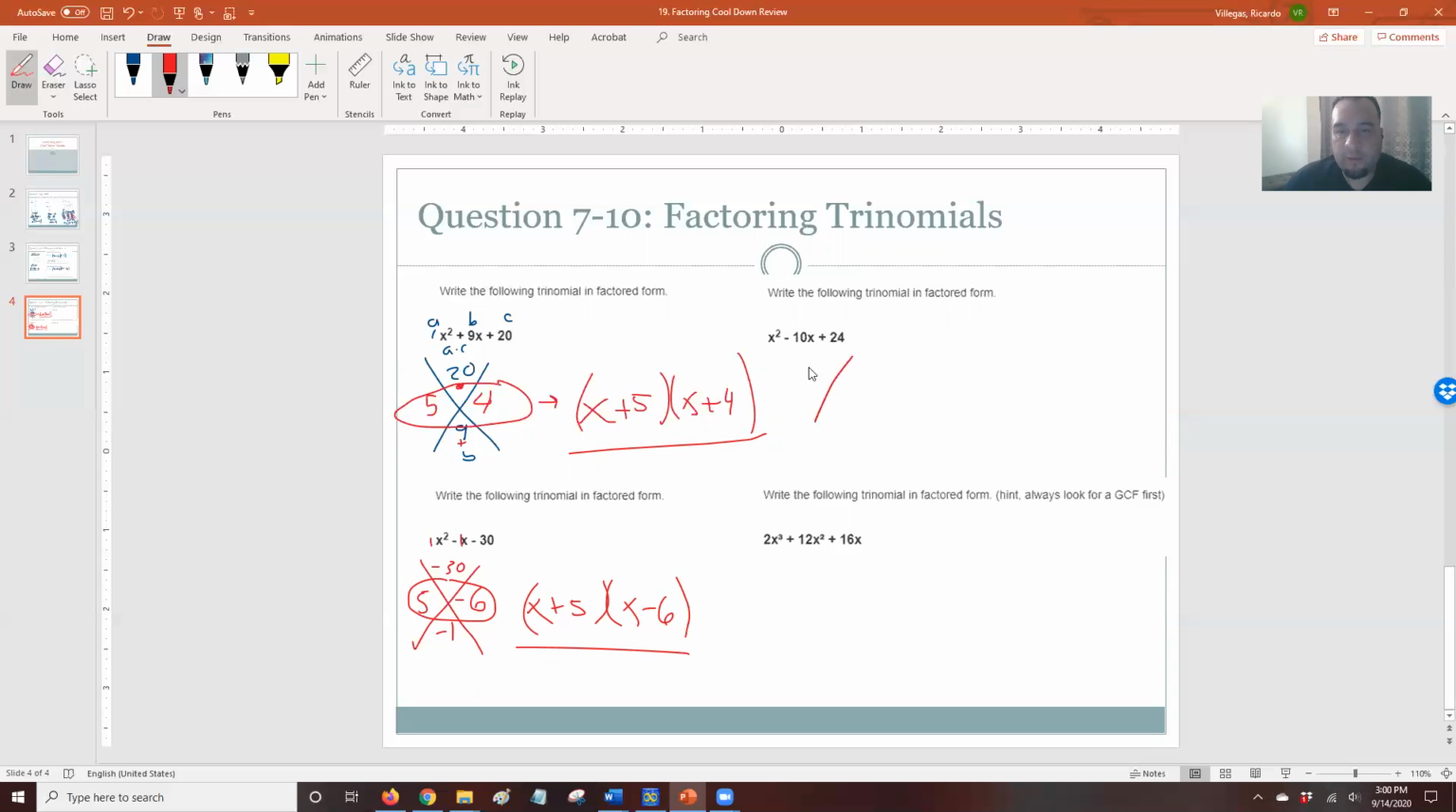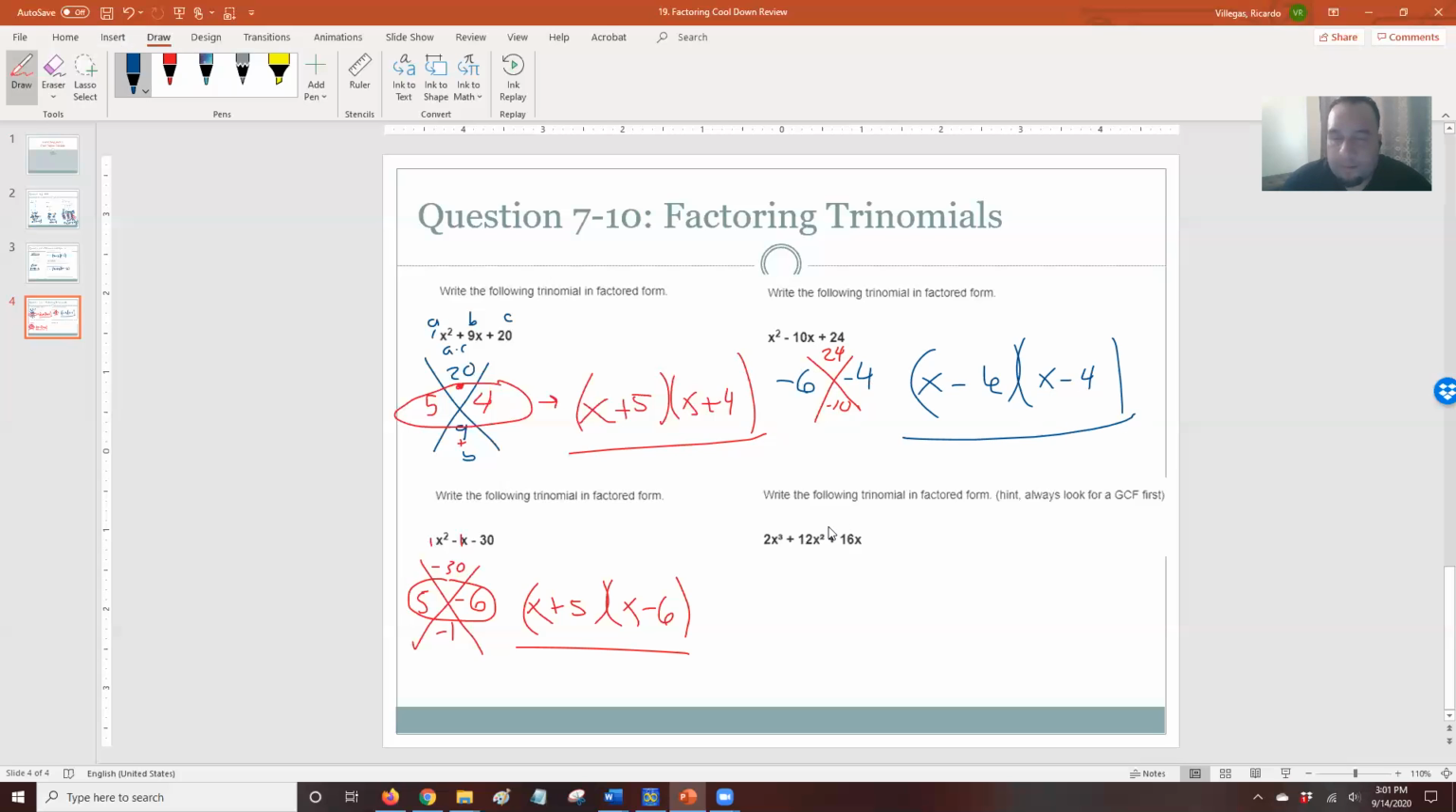For this last one here, 24 goes up here, negative 10 goes down here. What two numbers multiply to give you 24 but will add up to 10? You know that 6 times 4 is 24. And now you want these to add up to a negative 10, so then you need to make them both negative because negative 6 plus negative 4 equals negative 10. And once you do that, you have your factors. So x minus 6 and x minus 4 would be your factored form.